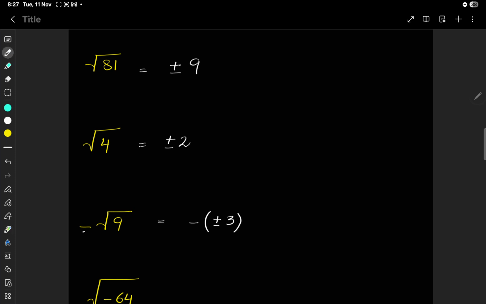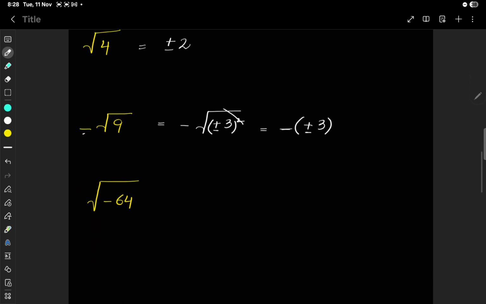Okay, so let me do this part. Minus will be minus, and what about square root 9? It could be a plus 3 square or a minus 3 square. Square root will remove the square, and this minus sign will stay outside. Inside we can have plus 3 or minus 3, right? Now let's move on to the next part.